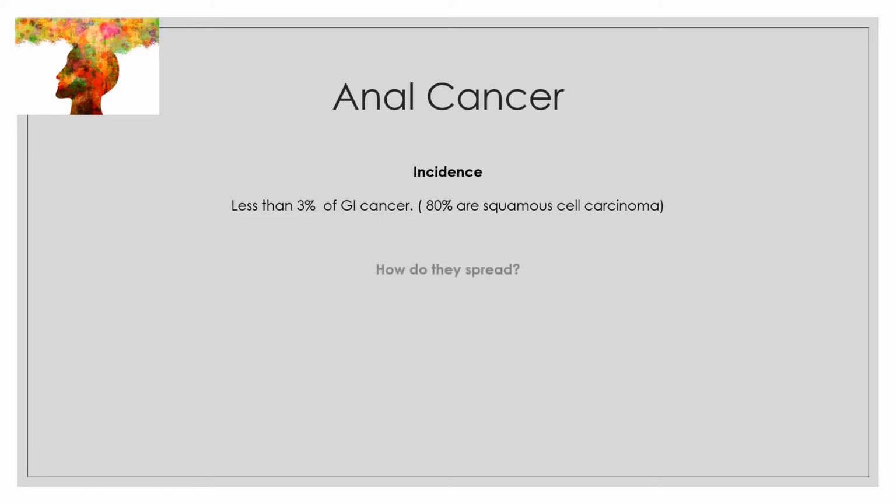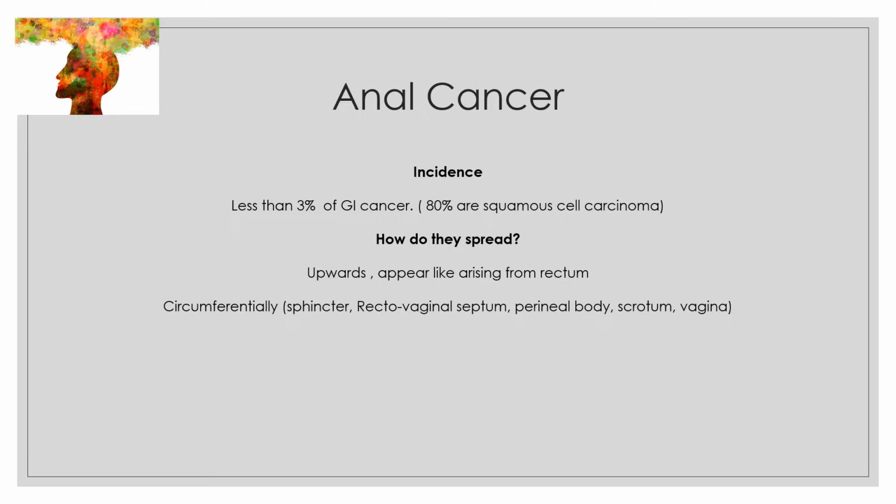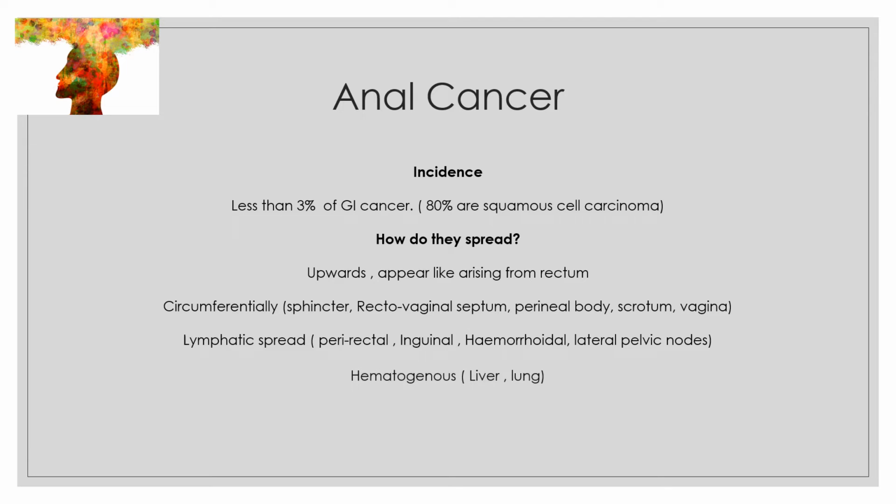They can spread most commonly via local invasion, like moving upwards, appearing to arise from the rectum. Circumferentially, they can involve the sphincter, causing incontinence, or the vaginal septum, causing fistula. Lymphatic route: 1/3 of the patients will have inguinal lymphadenopathy in their clinical findings, and in advanced cases, hematogenous spread.